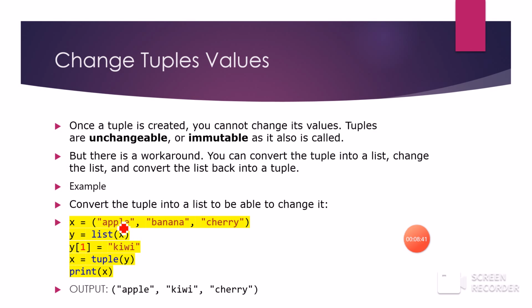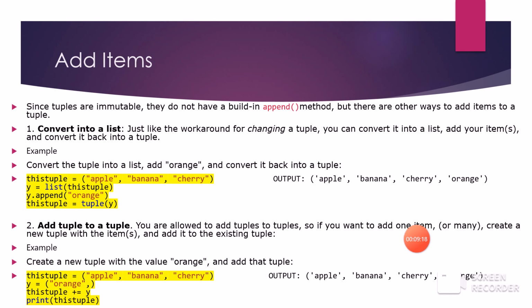Here in this tuple x we can see the index 1 is banana, so it's now changed into a list, and in a list we can change the items directly. So the banana has been changed into kiwi. Now x is another variable, and it will be the tuple of y. Now when we print x, it will show apple, kiwi and cherry. Here banana is replaced by kiwi when we change the tuple into a list, and after changing, we change the list back into a tuple.